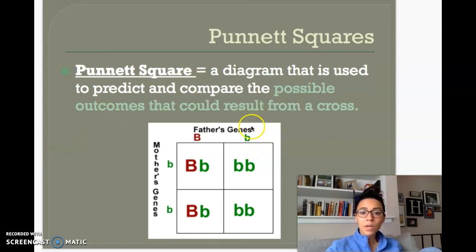So a Punnett Square is just this diagram here, which is used to predict and compare possible outcomes from a genetic cross. You put the father's alleles on one side of the Punnett square, the mother's alleles on the other side. Remember, we have two alleles for every trait or every gene. And then you bring them across. The father's allele will come down, the mother's allele will come across, and each of these boxes represents a 25% chance that that offspring will have that particular genotype.